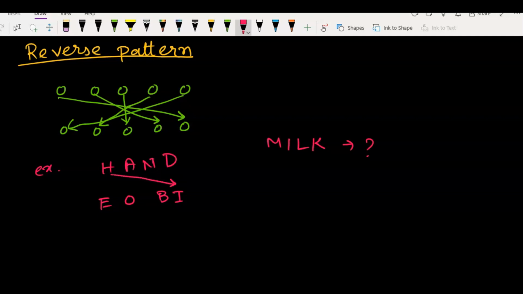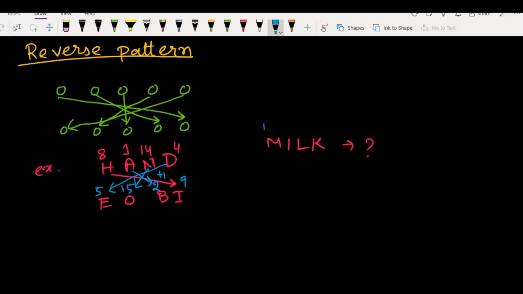So H is 8, A is 1, N is 14, and D is 4. And here we see E is 5, O is 15, B is 2, and I is 9. So here 8 goes to 9, so plus 1, 1 goes to 2. Then here 14 becomes 15, and D 4 becomes 5. So this is reverse pattern.